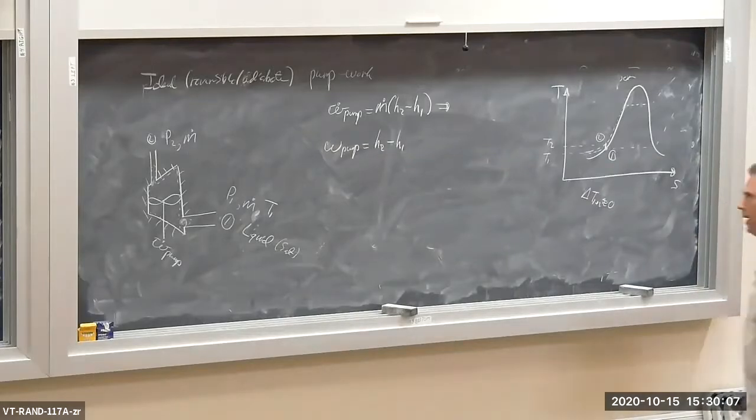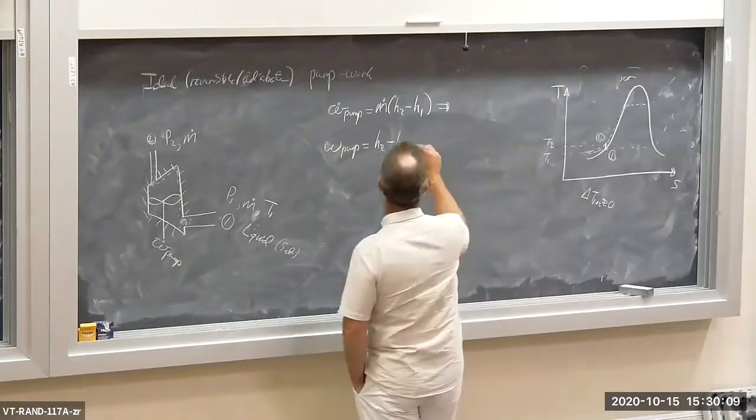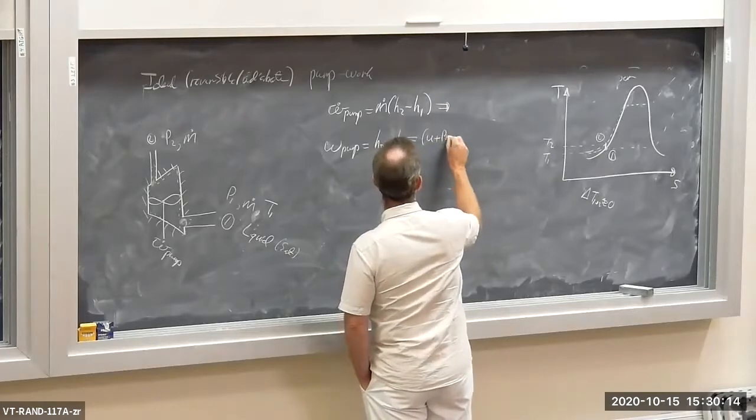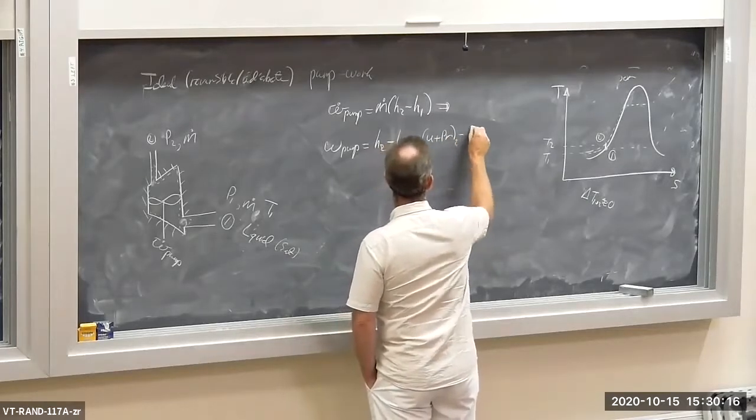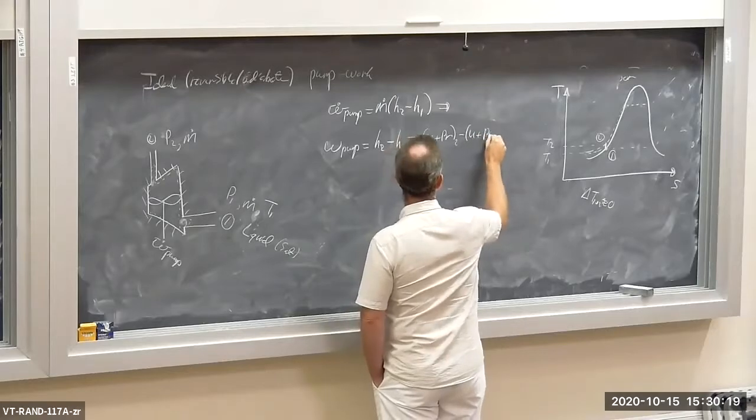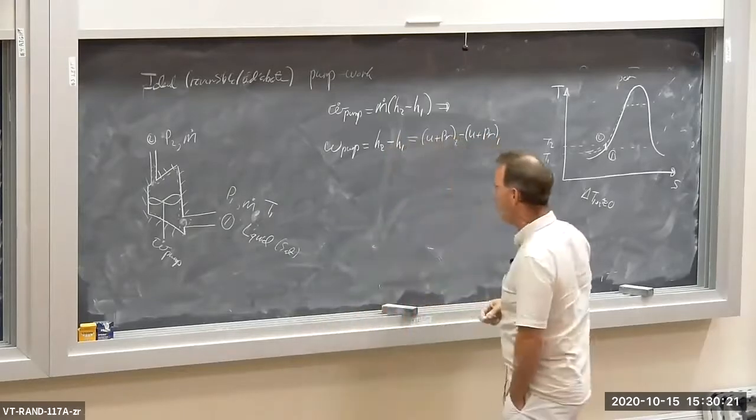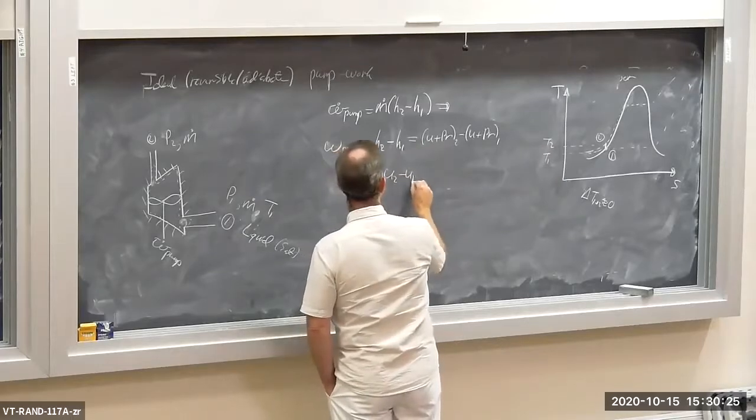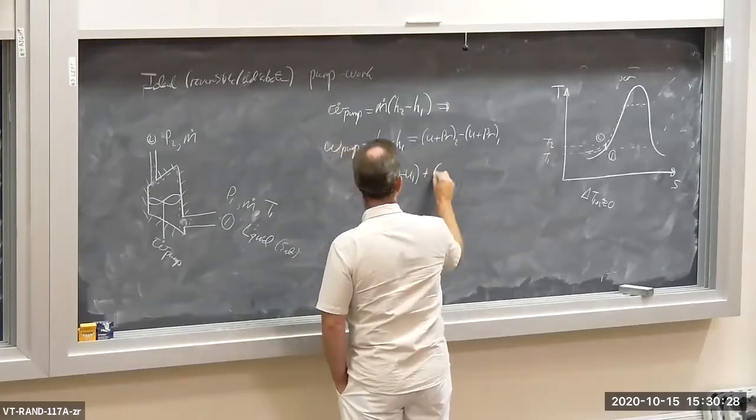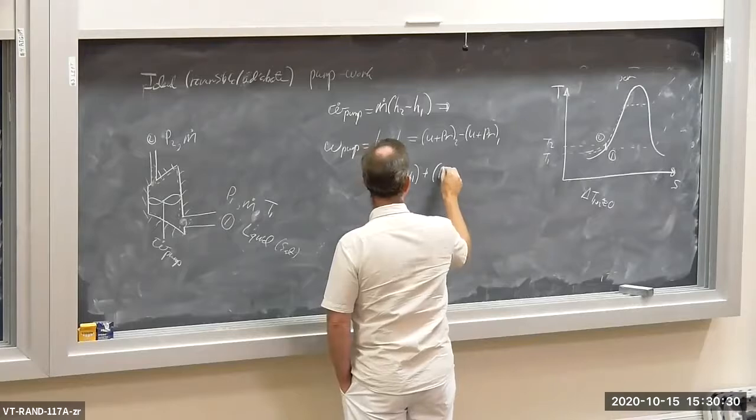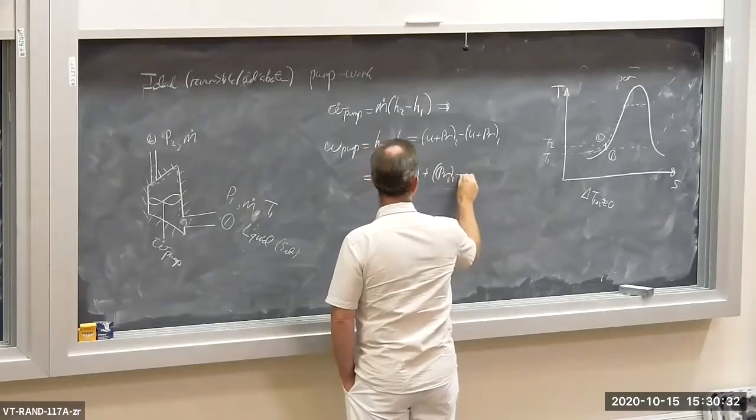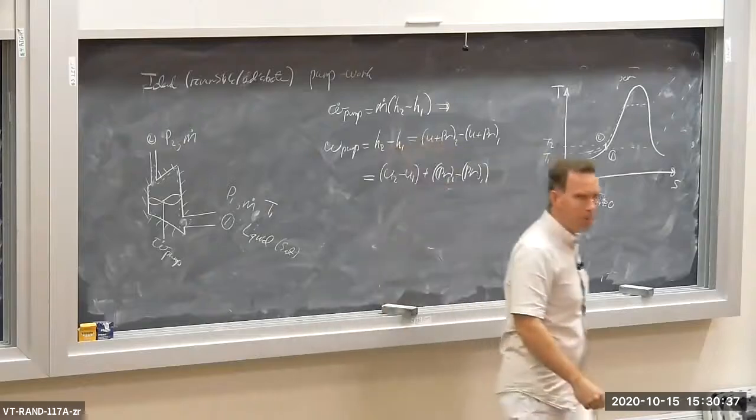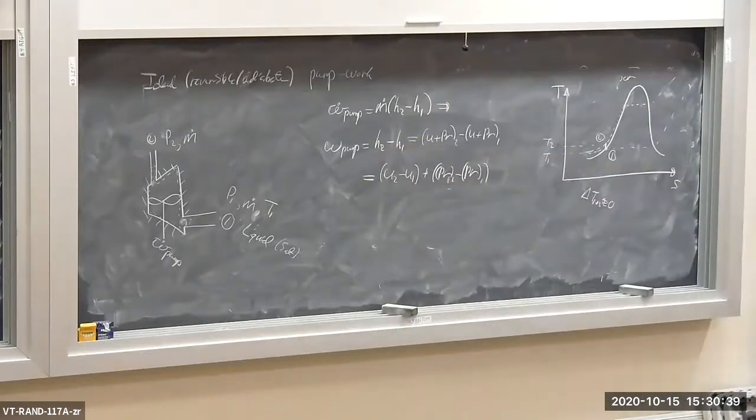Let's expand the H's and take into account the definition of specific enthalpy. So this is U plus PV at state 2 minus U plus PV at state 1. Or if you like, U2 minus U1 plus PV2 minus PV1. Just expanding the definition of specific enthalpy.